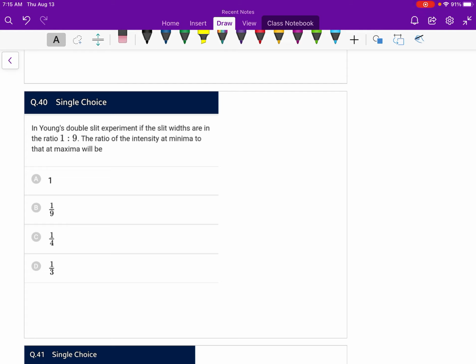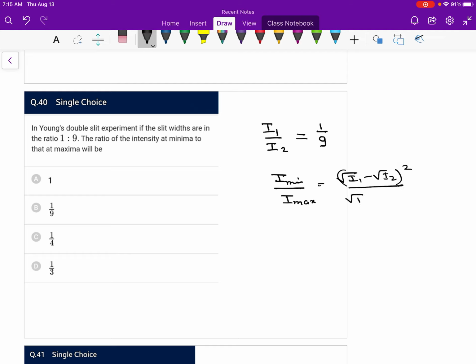Slit widths are in the ratio 1:9. So intensity I1 upon I2 is 1:9. Intensity of a slit is directly proportional to its width. So I1 upon I2 is 1/9. So Imin upon Imax, be careful, it is Imin upon Imax. So root I1 minus root I2 whole square upon root I1 plus root I2 whole square. So that is 1 minus 3 upon 1 plus 3 whole square. So that is 1:4. So C is the correct option.